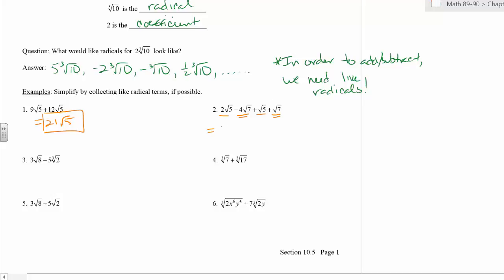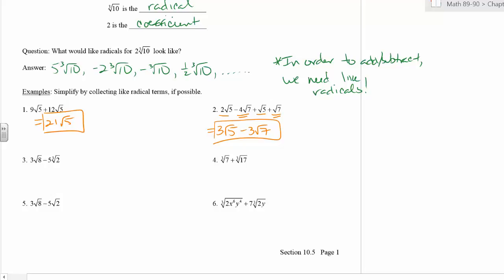So how many square roots of 5 do we have? Well, we have 3 of them. And how many square roots of 7? Well, we have negative 4 and then we add 1, so we end up with negative 3 square roots of 7. It doesn't matter what order you write those in as long as you take the sign with the term. So you could rewrite that as negative 3 square roots of 7 plus 3 square roots of 5.